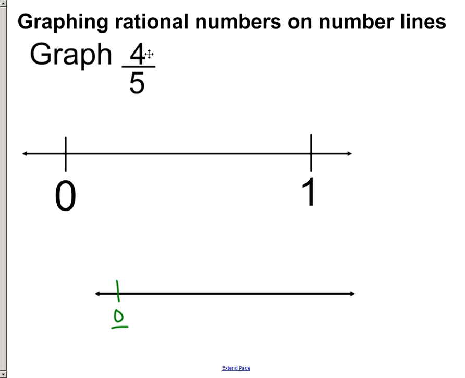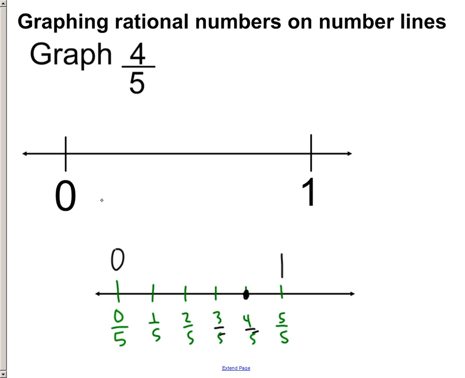So 0, let's see, bottom number is 5, so 0/5, 1/5, 2/5, 3/5, 4/5. I'm trying to space that out as close as I can so that way they're equal. And here's 5/5, and I know from the last lesson that 5/5 is the same as 1, and 0/5 is the same as 0. So where's it at? It's really, really close to the 1.